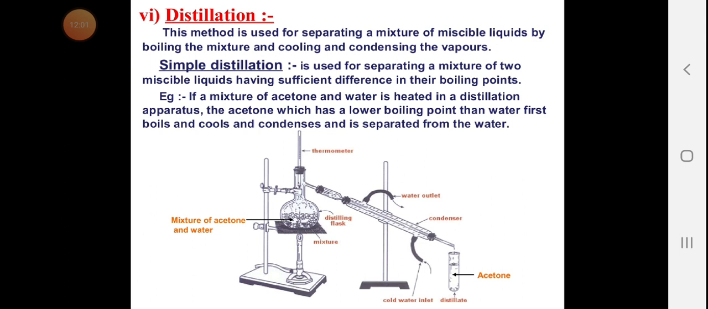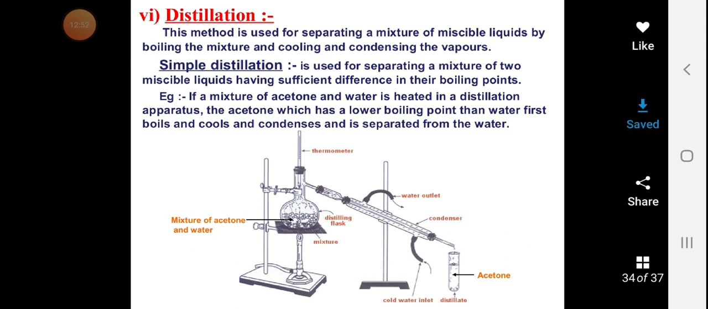Now let's talk about simple distillation. This is used for separating a mixture of two miscible liquids having a sufficient difference in their boiling points. Miscible means they can be mixed with each other, and though they mix, their boiling points should be very different. To measure the boiling point I have used a thermometer during distillation. Suppose I have a mixture of acetone, which is a type of ketone, and water, both transparent by nature, and it is heated in a distillation apparatus.